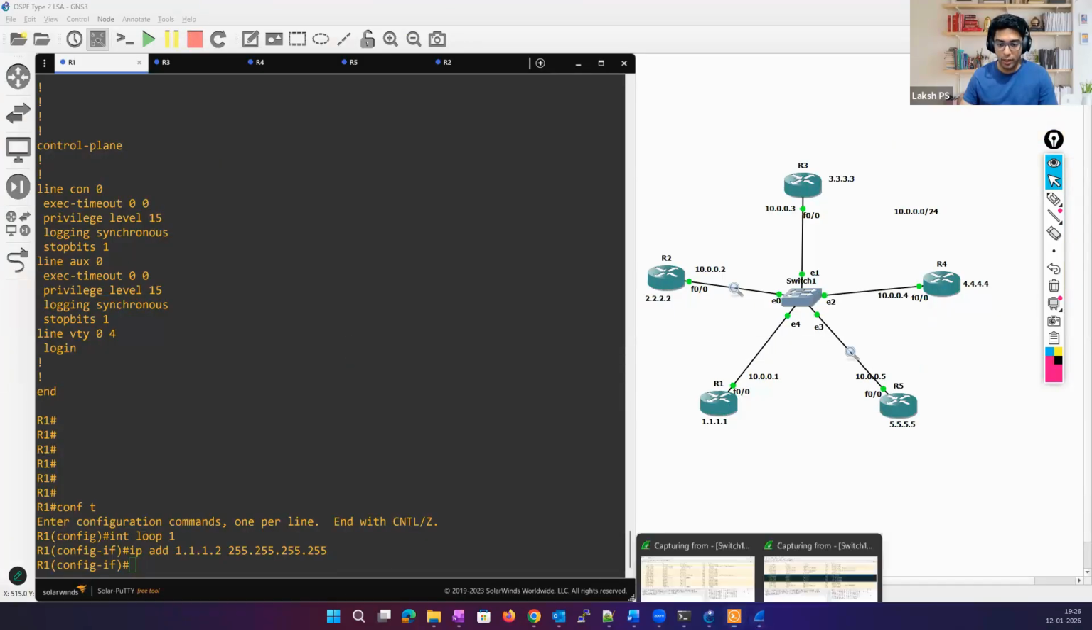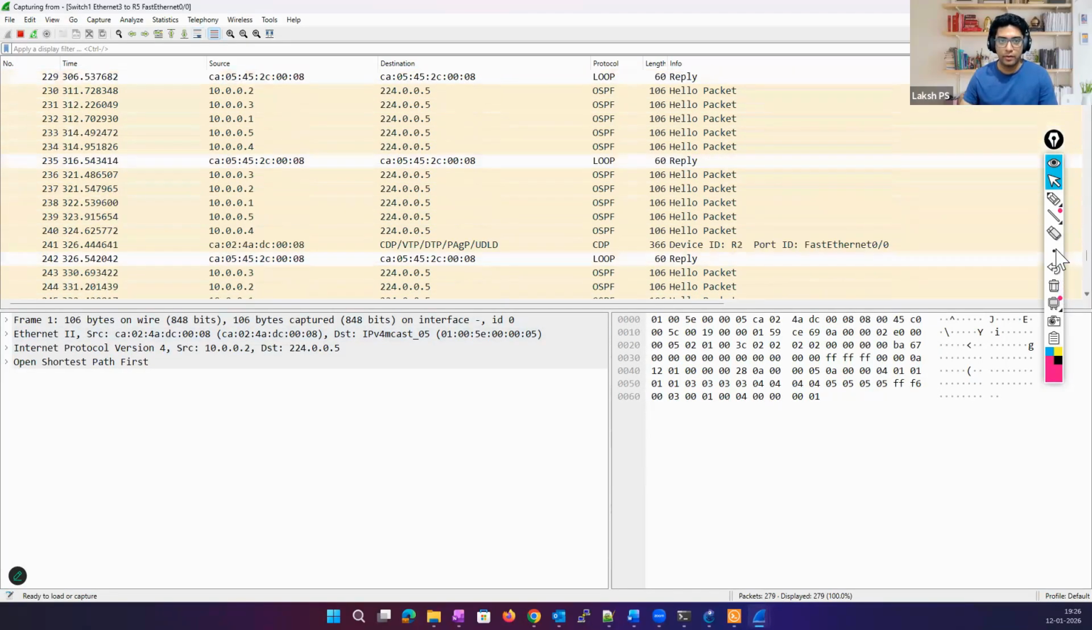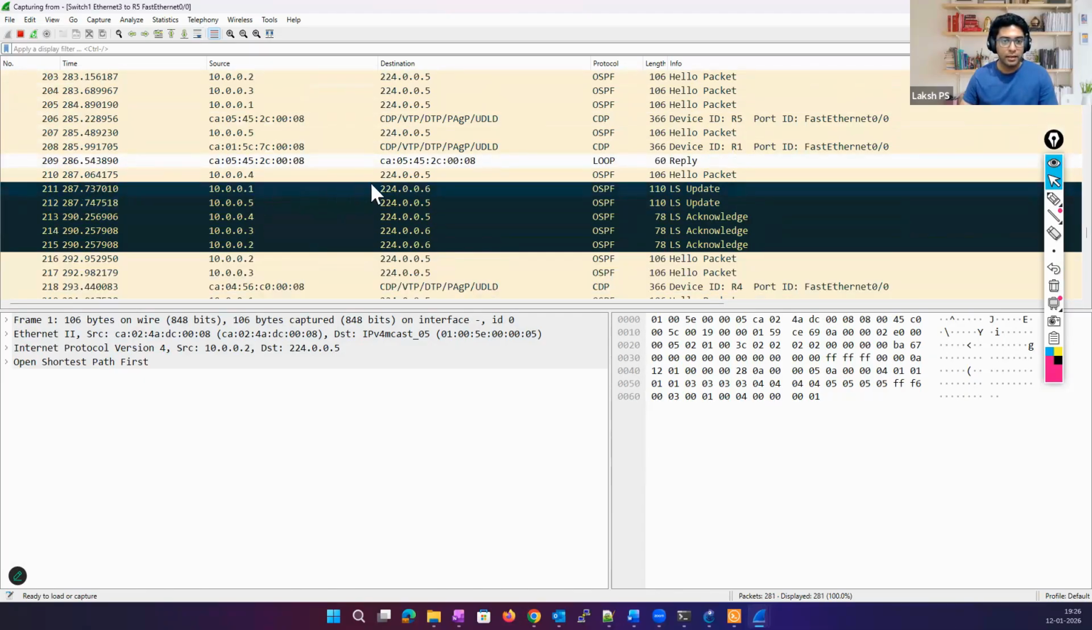We will check on R5. This is on R5 that we are seeing. You can see here, from R1, it has received a link state update at the multicast address of 224.0.0.6. Right now, it is advertising this particular update.